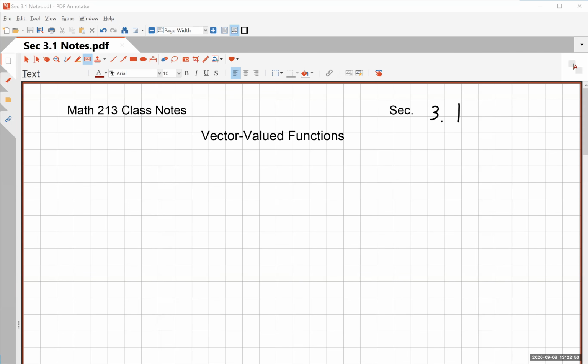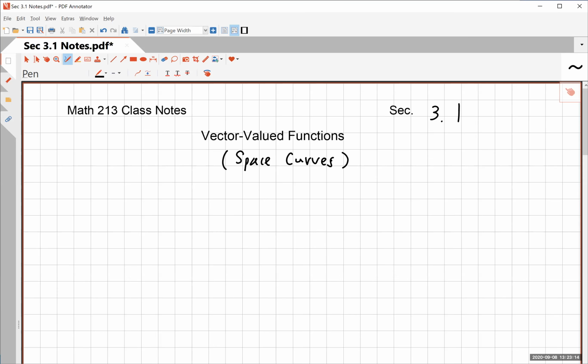All right, so section 3.1 on vector-valued functions. You could also ask, what are these vector-valued functions? You can think of these functions, which I'll be talking about more precisely in just a minute, as space curves. Okay, now the space could be in the plane.